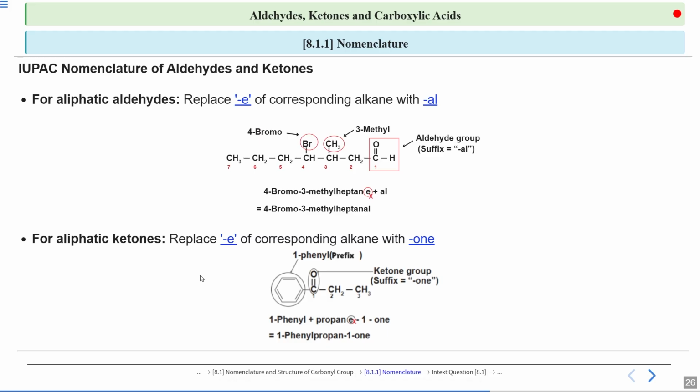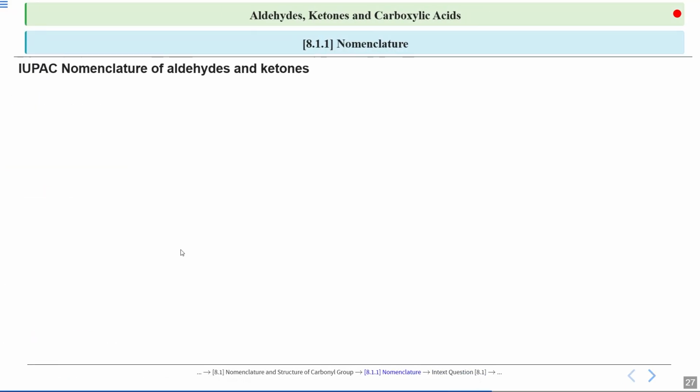So how will you write the name? 1-phenylpropan-1-one. This 1 denotes the position of the carbonyl group. Since it is at the first position, this is propan-1-one. So this is how you write for aliphatic ketones.